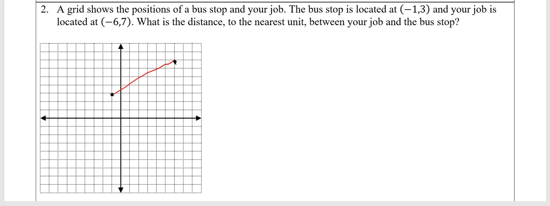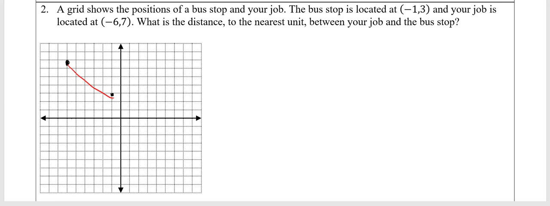(-1, 3). Oops, my bad. Wrong point. 1, 2, 3, 4, 5, 6, 7. Oops. 1, 2, 3, 4. I messed up. Alright, so my bad, I accidentally graphed it around.